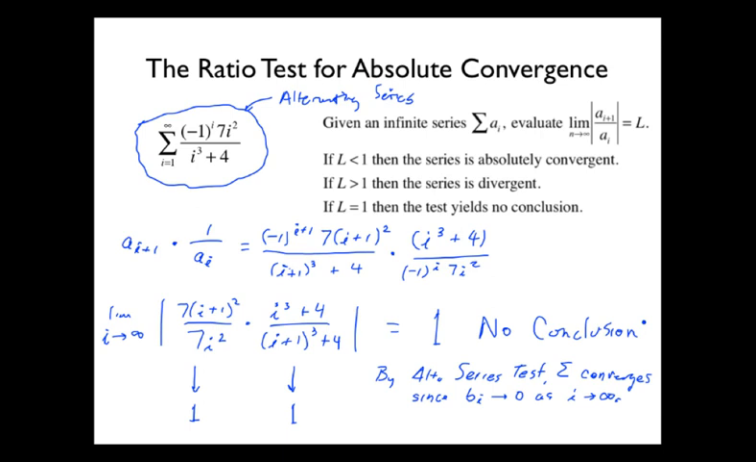Now, we want to see: does it absolutely converge or conditionally converge? The ratio test didn't help us, so all we have left is just the definition of absolute convergence. What was our definition of absolute convergence? We take off the alternating effect and analyze the remaining series. If it converges, then this thing is absolutely convergent. If it diverges, then we have conditional convergence; it needed that alternating to do it. So now just look at 7i^2 over i^3 plus 4.